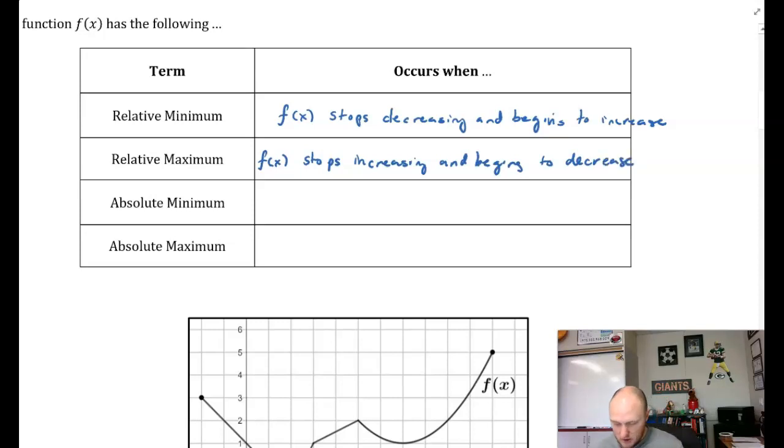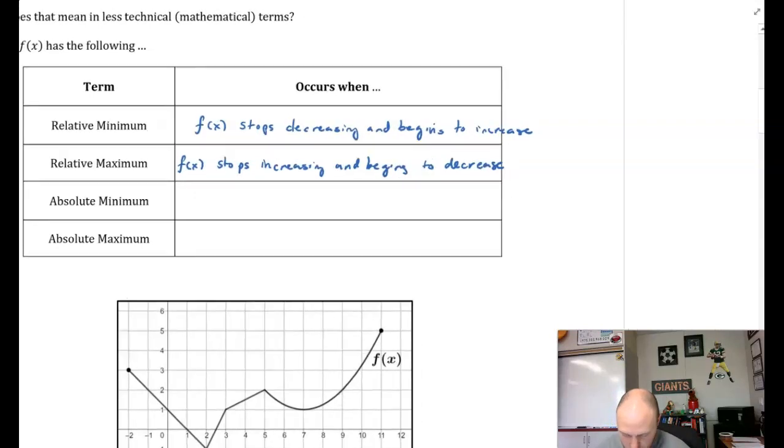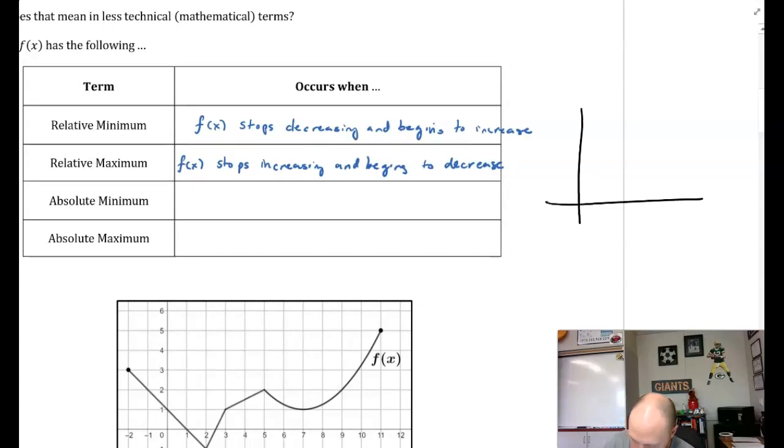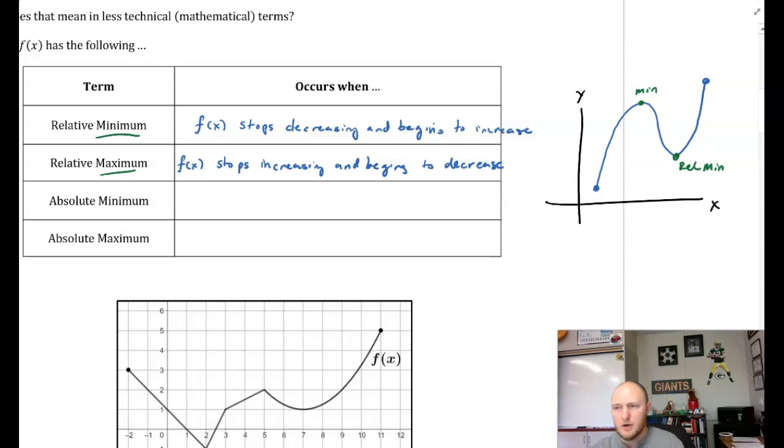I just want to draw a quick little picture of this so you can get a visual. So here I have the y value, the x value, and I'm going to draw this curve right here. In this case, a relative minimum would be this example right here. Here's a relative minimum, and then a relative maximum would just be a point taller than all of the other ones around it.